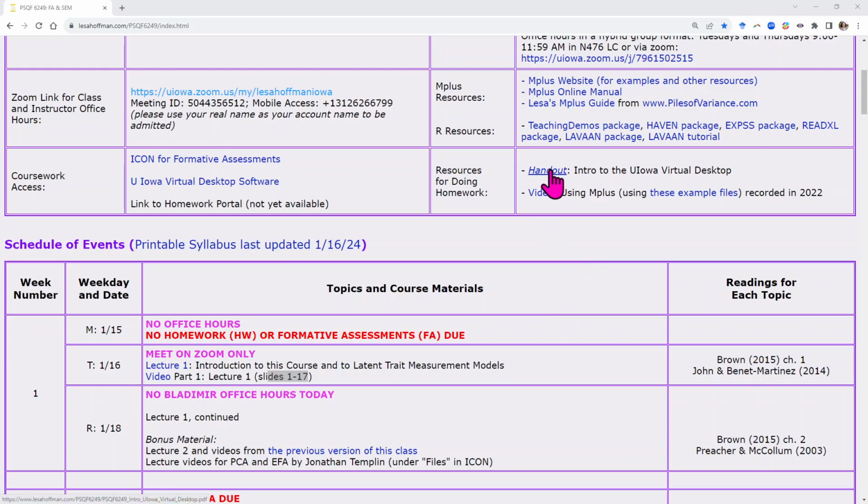I also fixed the dead link to how to get started using the virtual desktop in the first place. So if you've never had to do this before, this is a handout with screenshots that will walk you through the various steps in getting there. And then I have a video that I had recorded last time on getting started with M+. It's equally applicable now, so I decided just to keep the same video, and there are some example files that it walks through.